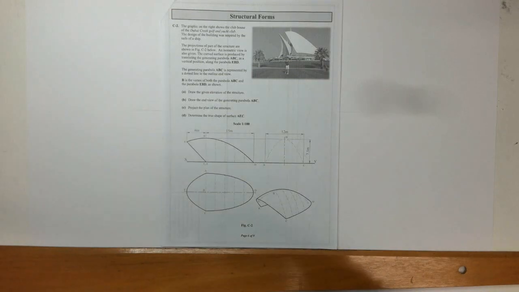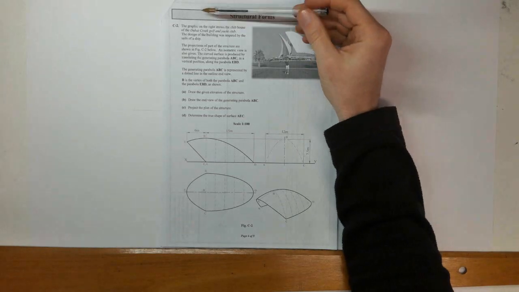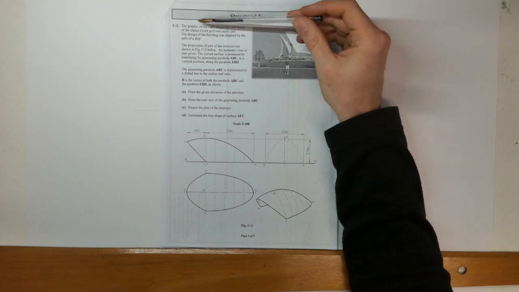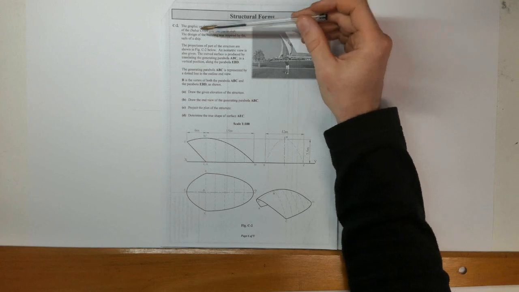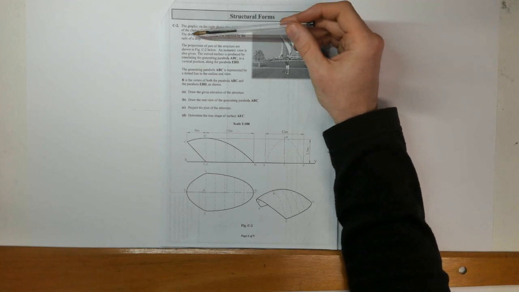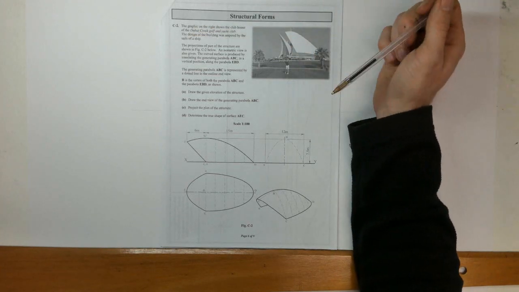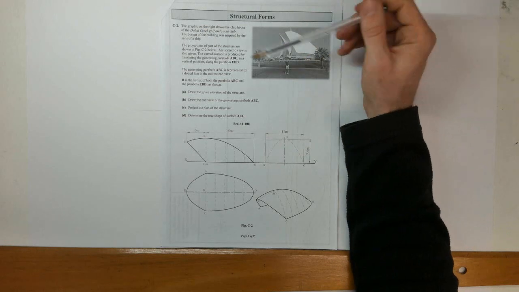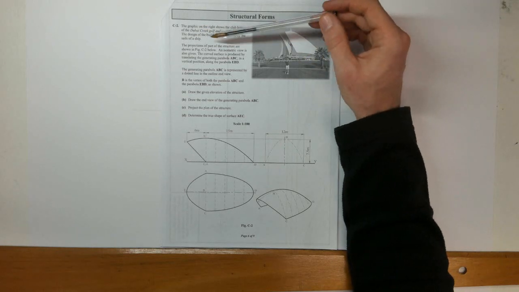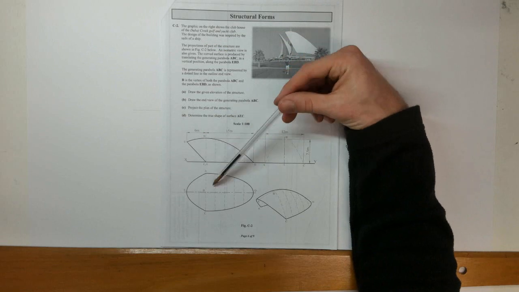Welcome to 2014, question C2. This is a structural forms question. The graphic on the right shows the clubhouse of the Dubai Creek Golf and Yacht Club. The design of the building was inspired by the sails of a ship. Okay, so kind of a complex roof structure there. Projections of the structure are shown here in C2.